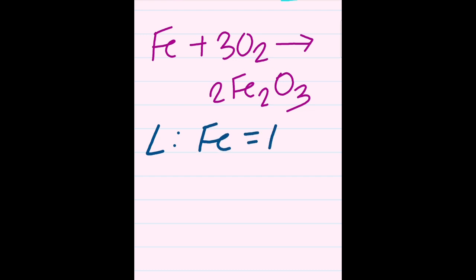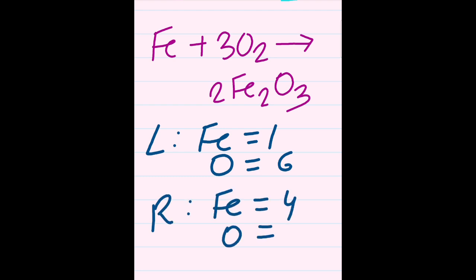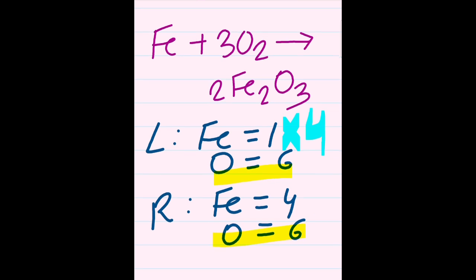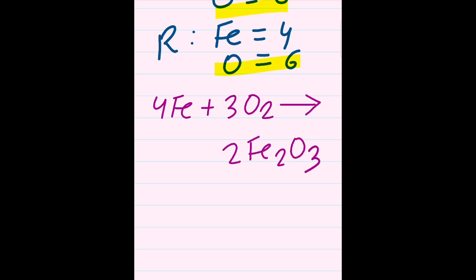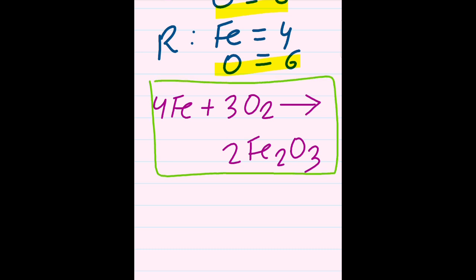Now count the atoms again. There is 1 Fe on left hand side and 6 oxygen, and on the right hand side there are 4 iron and 6 oxygen. So oxygen has become equal but iron is not equal. So if we multiply here by 4, then iron will also become equal. So the final equation becomes 4Fe plus 3O2 forms 2Fe2O3. So this is the correct and final balanced equation.